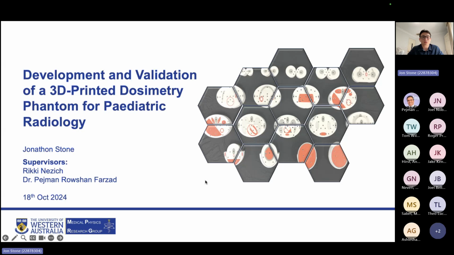Hi everyone, my name is Jonathon Stone. The title of my thesis is the development and validation of a 3D printed dosimetry phantom for Paediatric Radiology. My supervisors for this project were Rick from MTP at Sir Charles Gairdner Hospital and Pejman from UWA.